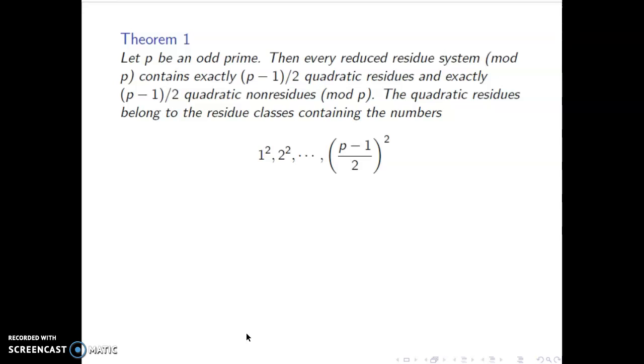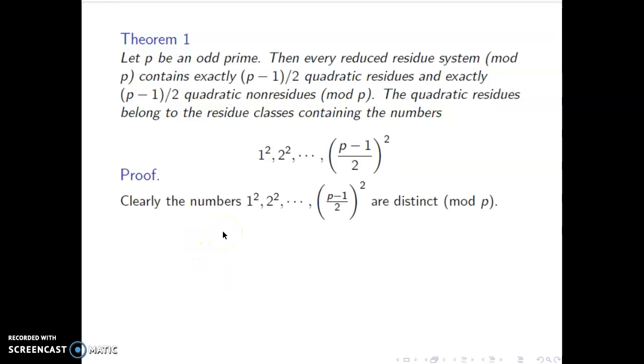Let's go to the first theorem. Let p be an odd prime. Then every reduced residue system mod p contains exactly (p minus 1)/2 quadratic residues and exactly (p minus 1)/2 quadratic non-residues mod p. The quadratic residues belong to the residue classes containing the numbers 1 squared, 2 squared up to ((p minus 1)/2) the whole squared.